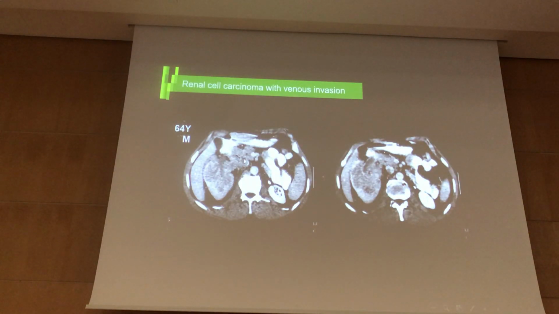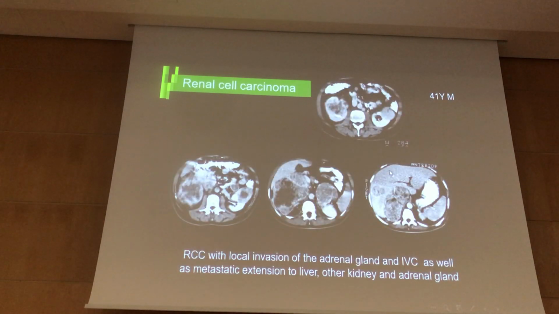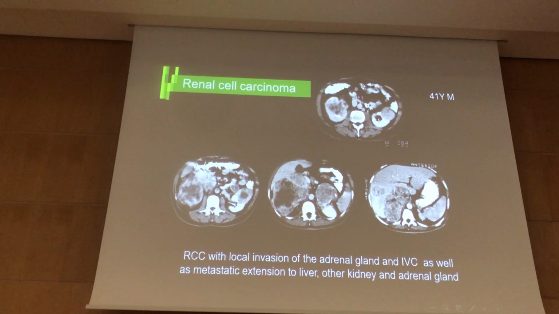Now this one is going into the renal vein and IVC. So this is stage 3. Lymph node and IVC, 3. This one again, renal vein and IVC, stage 3. This one has gone to the liver, so it has crossed the renal fascia. It has gone to the adrenal on the other side. It has gone into the other kidney as well, stage 4.